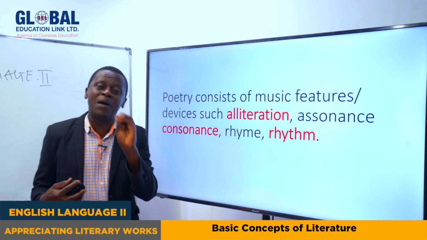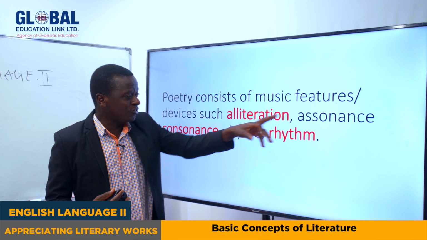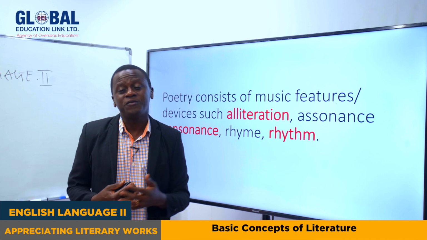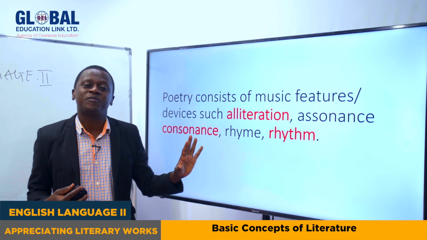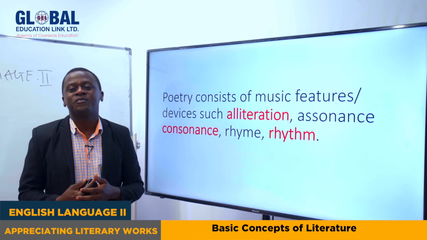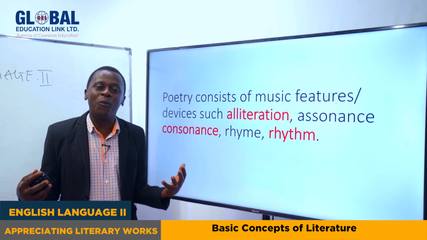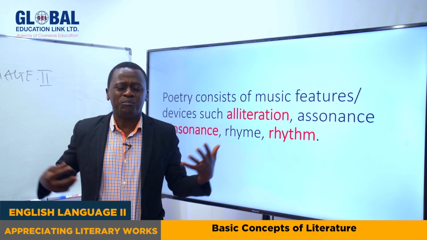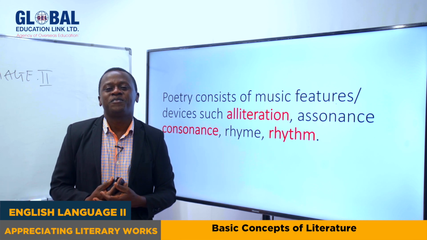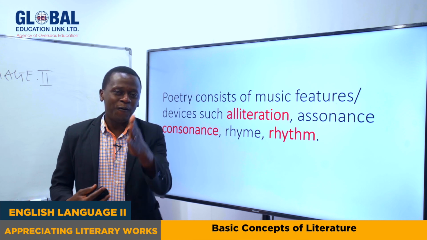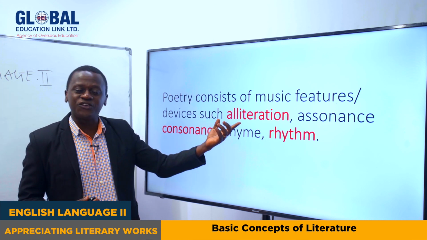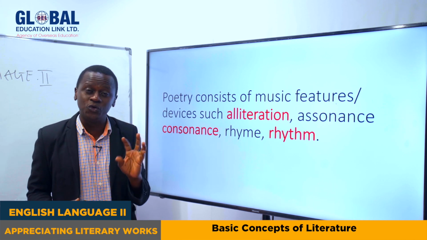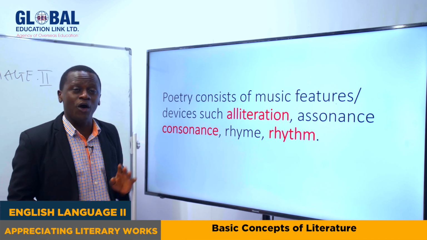The devices which enable the poem to be sung are assonance, alliteration, consonance, rhyme, rhythm, meter, foot, and others. All these enable the poem to be sung. By being sung, or by the music found in a poem, you find yourself as a reader rejoicing. You get excited. Now, back again to you. What is alliteration? What is assonance? What is consonance? These devices have to be understood. Now, let's look at them one after the other quickly.